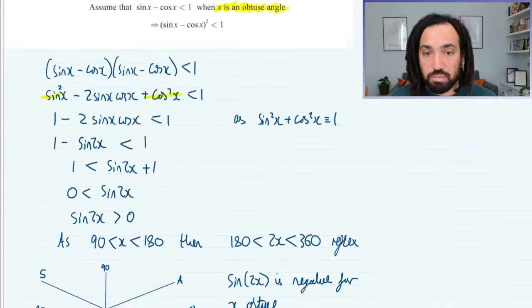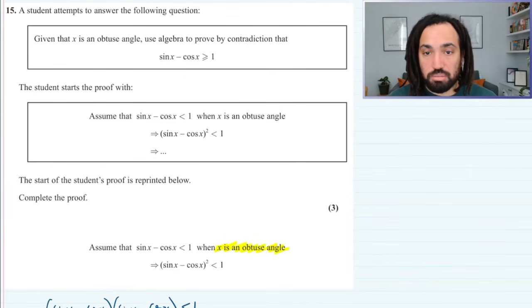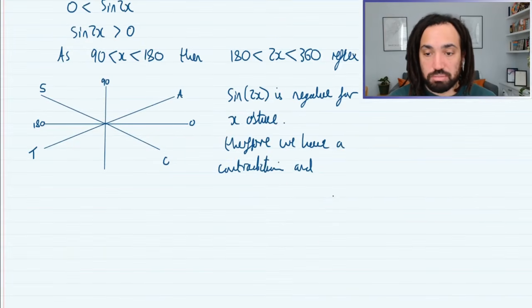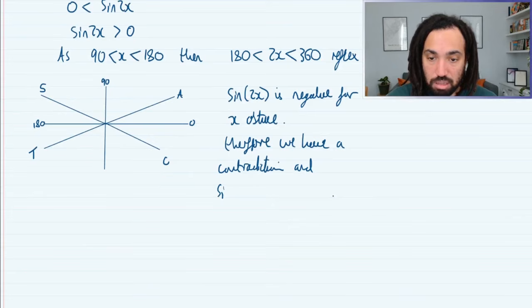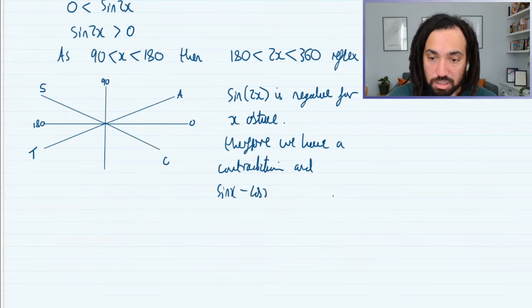And the original statement, which was sine x minus cos x is greater than or equal to 1, for x obtuse, is true.